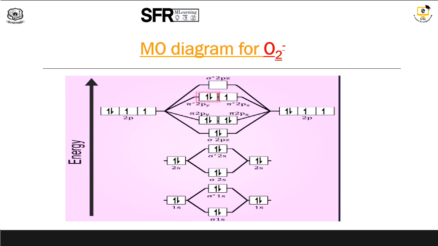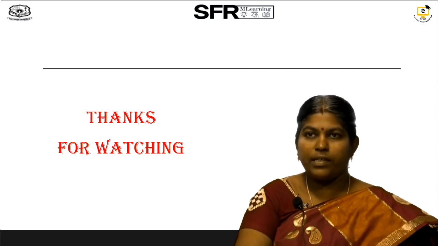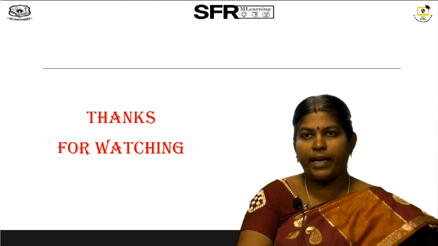So, from the magnetic character we conclude that only O2 2 minus is diamagnetic; the remaining O2, O2 plus and O2 minus are all paramagnetic. This is all we conclude from the MO diagram of the O2 molecule. So, this is the bond order calculation for O2 plus. From this we conclude the molecular orbital diagram for the oxygen molecule as well as for its cation and anion. Thank you.